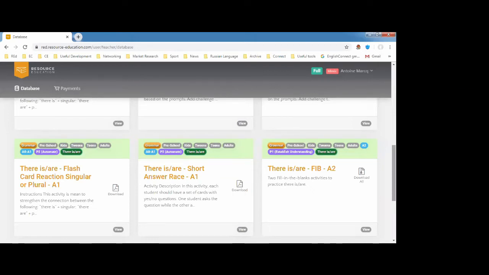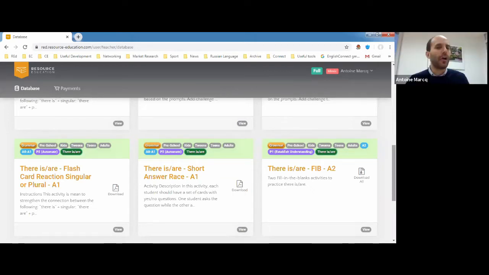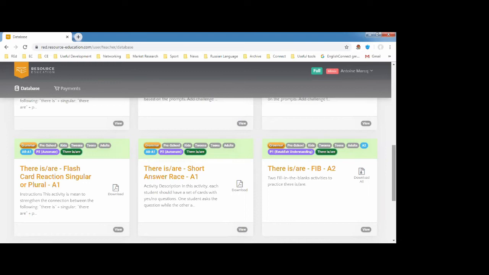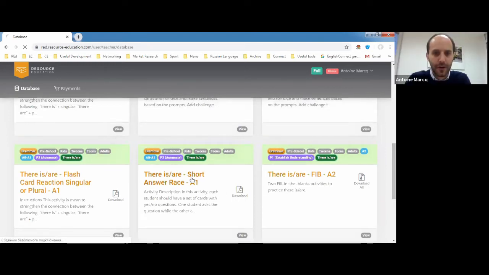The struggle that students have is not understanding there is, there are, but more automating it so that they don't make the mistake when they're speaking or when they're writing. So we want to make it automatic. So here are different activities to make that automatic.